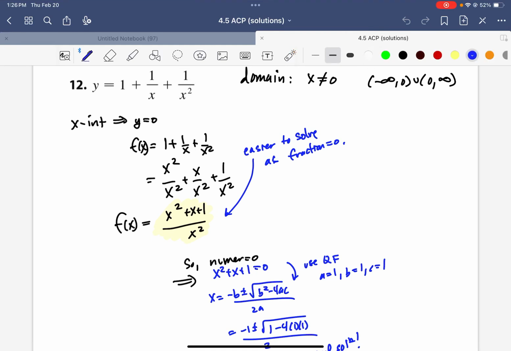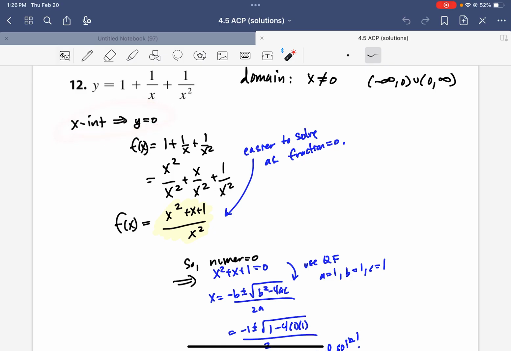So if we are looking at 4.5 part 2, then first we're going to look at domain. When I look at this function, it should be pretty clear that we cannot plug in 0 into the denominator. So that means this will be my domain.